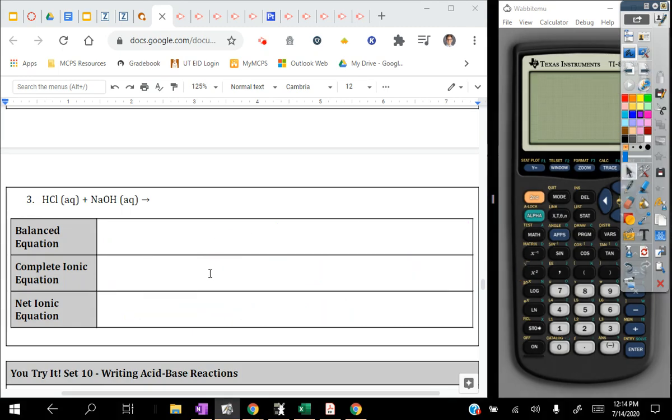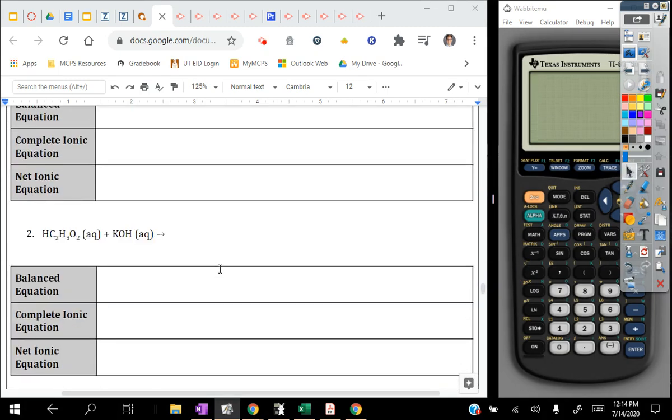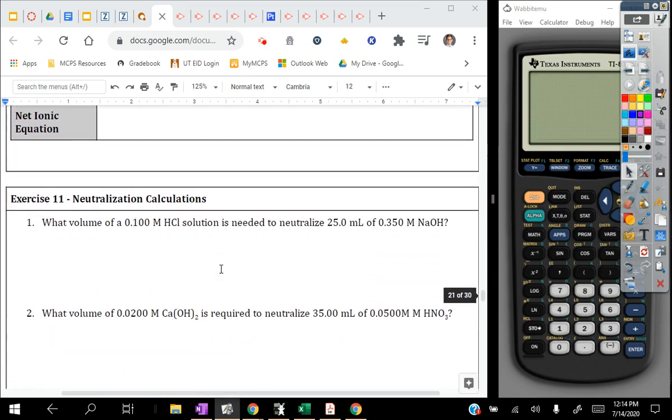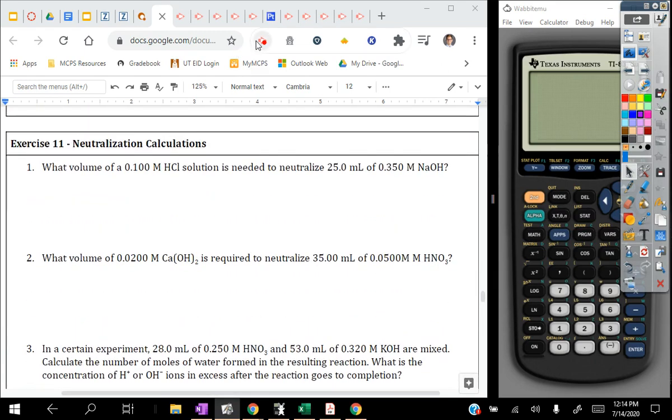Okay, that is all for this lesson. Go ahead and try at set 10, and we will pick up with neutralization calculations in the next lesson.